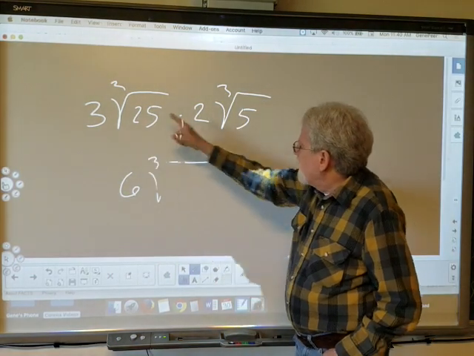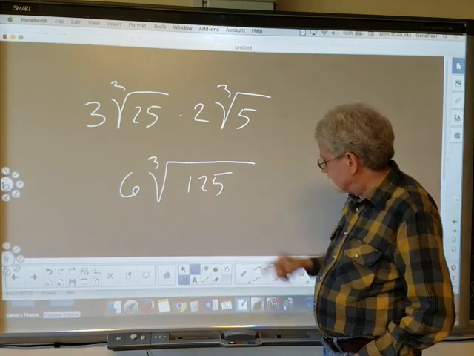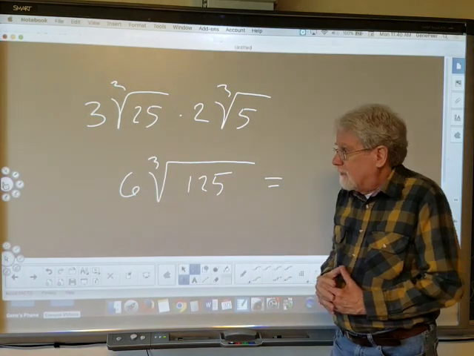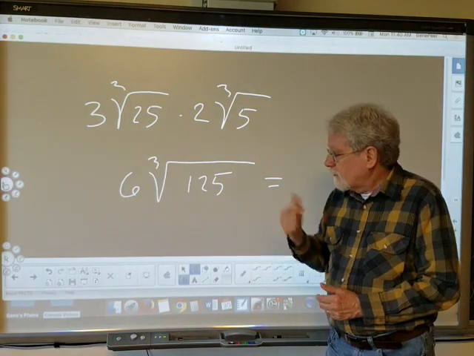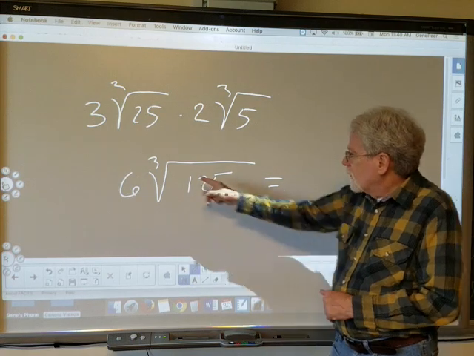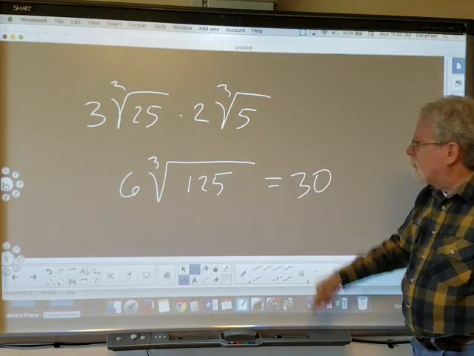Then we have 25 times 5. 25 times 5 is 125. And yes, we do happen to know the cube root of 125. It's exactly 5. Because 5 times 5 times 5 is 125. So this becomes 5. 5 times the old 6 gives us a final result of 30.